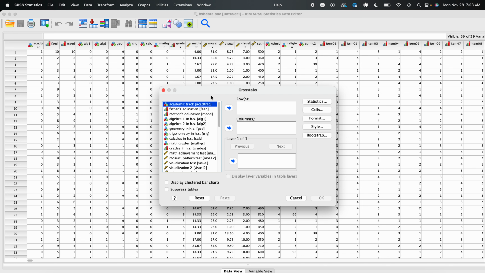So because our research question is looking at the occurrence of math grades, that is going to go into the rows box. And we want to make sure we're using math grades and not a different variable that's similar to it. So the thing you're observing goes into the rows. We're going to put academic track into the columns because that's how we're essentially grouping students to look at this occurrence.